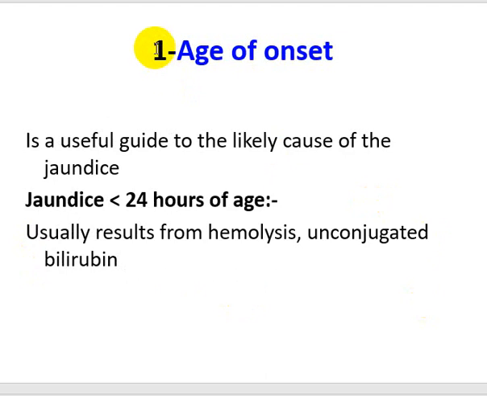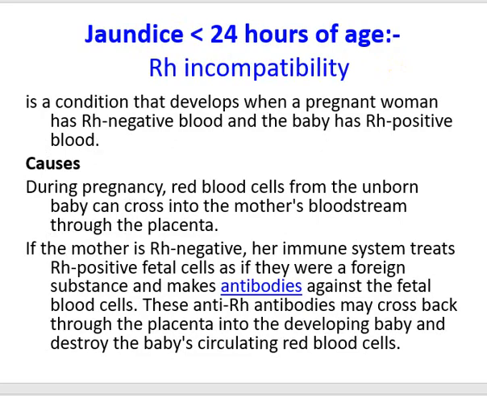The first point is age of onset. This is obtained from history. We can ask at which age this jaundice started to occur. When it occurs in the first day of life, less than 24 hours of age, usually it is pathological. Usually it results from hemolysis. And one of the most common causes of pathologic jaundice in the first day is Rh incompatibility.